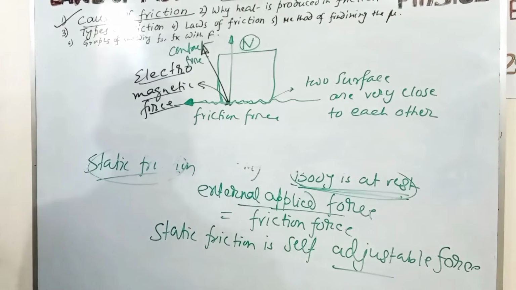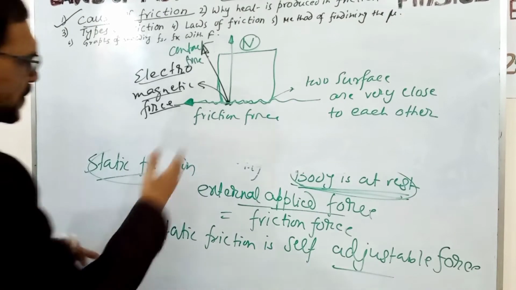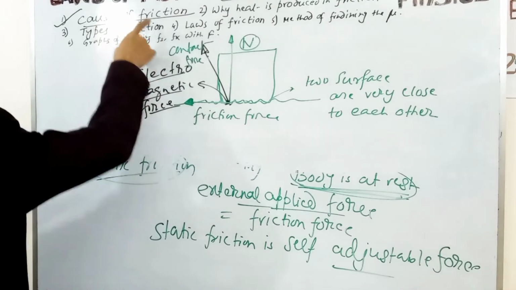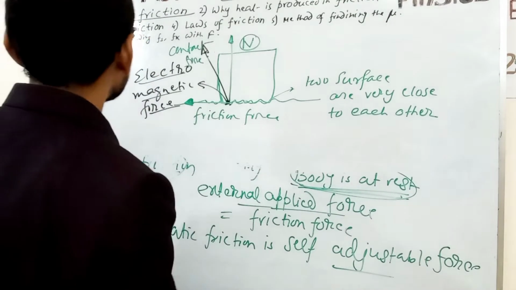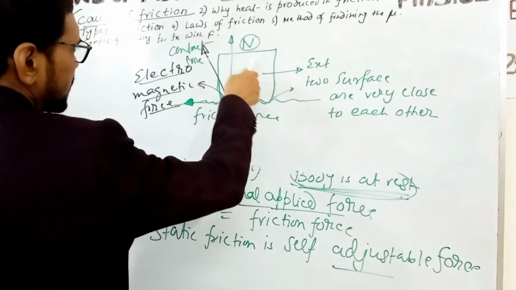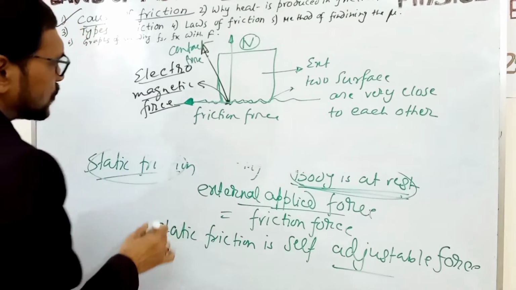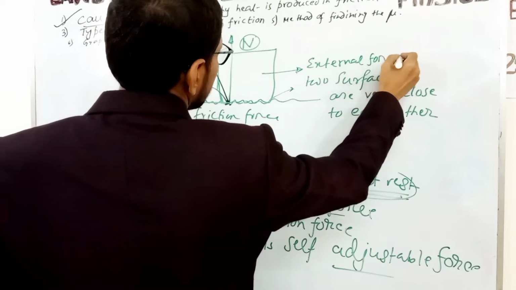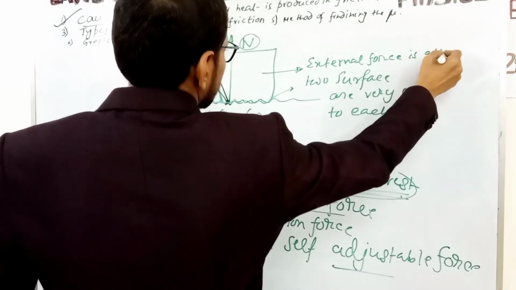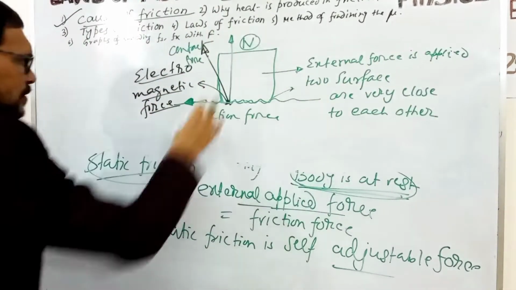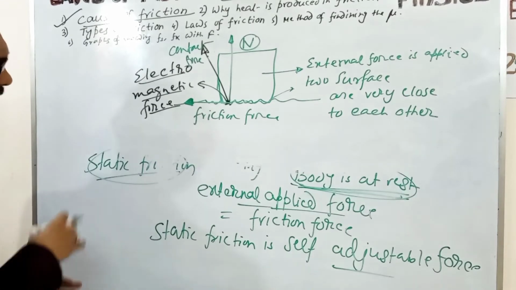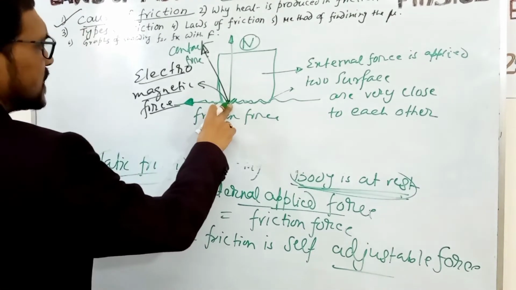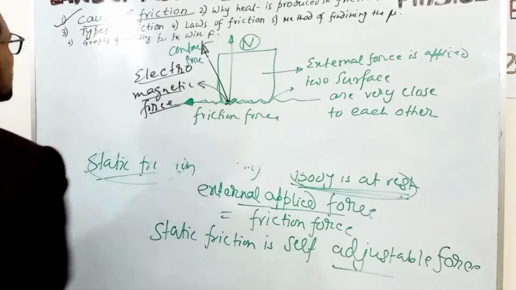So there are two reasons: one is roughness and another is electromagnetic force. These two reasons are why friction is produced. External force is applied on the body, and when the body is pulled, external force is applied. The body may not move, but if the body is at rest and external force is applied, relative motion tries to be produced, then friction force is produced.